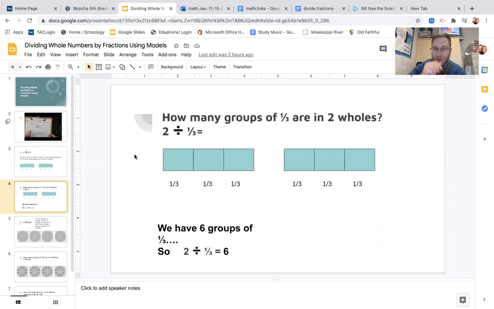So how many groups of 1/3 are in 2 wholes? That is 2 divided by 1/3. We have 6 groups of 1/3. So therefore 2 divided by 1/3 equals 6. 3 groups and 3 groups, 6 groups of 1/3.